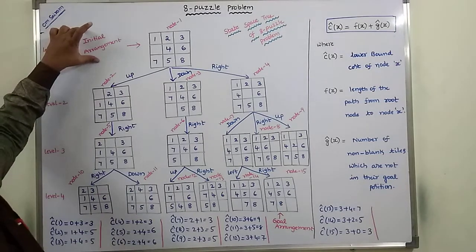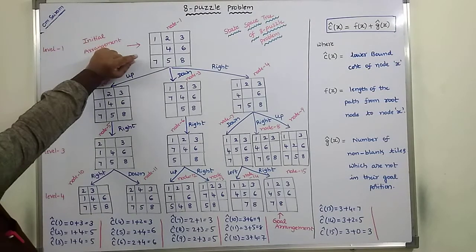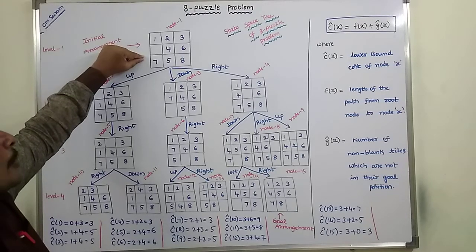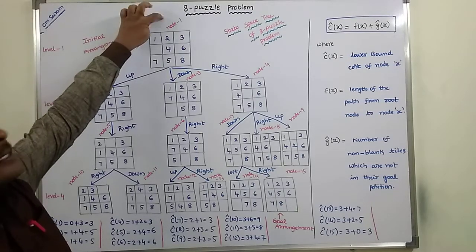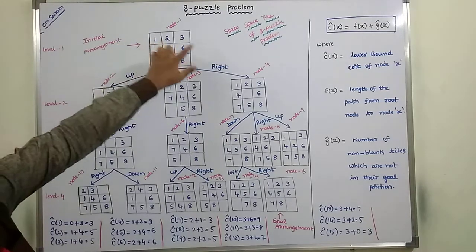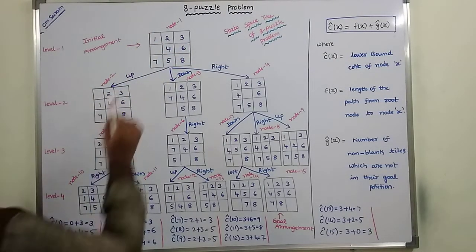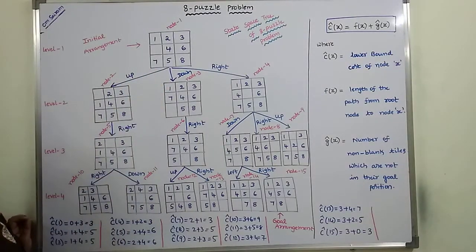Okay, this is the initial arrangement. The initial arrangement is there at the root node. This is the root node. It can be called node 1. Okay, this is the initial arrangement. Next, this is the empty slot.